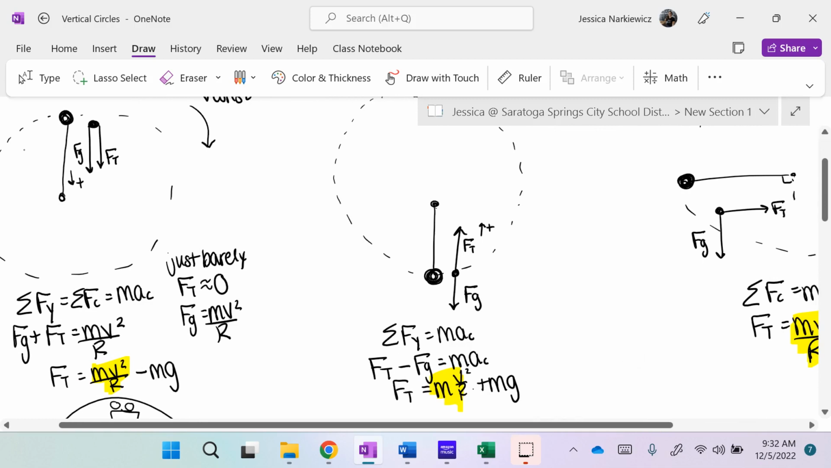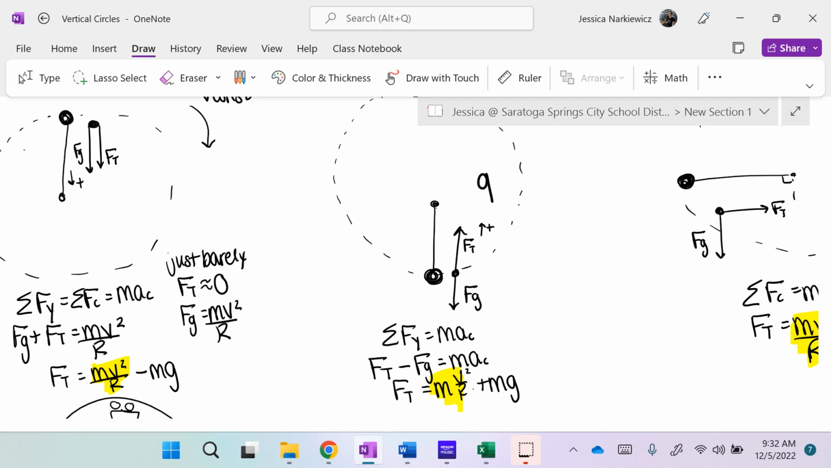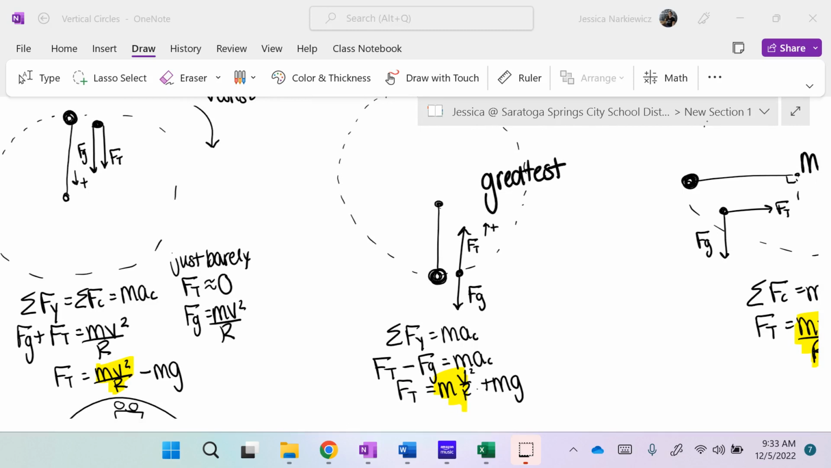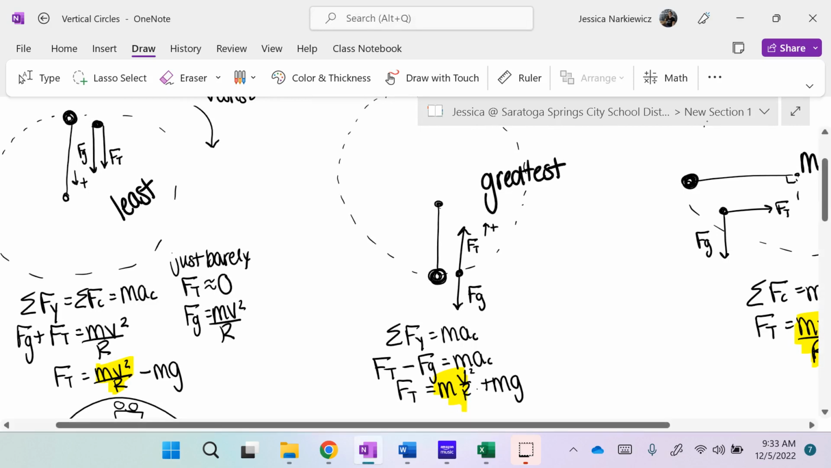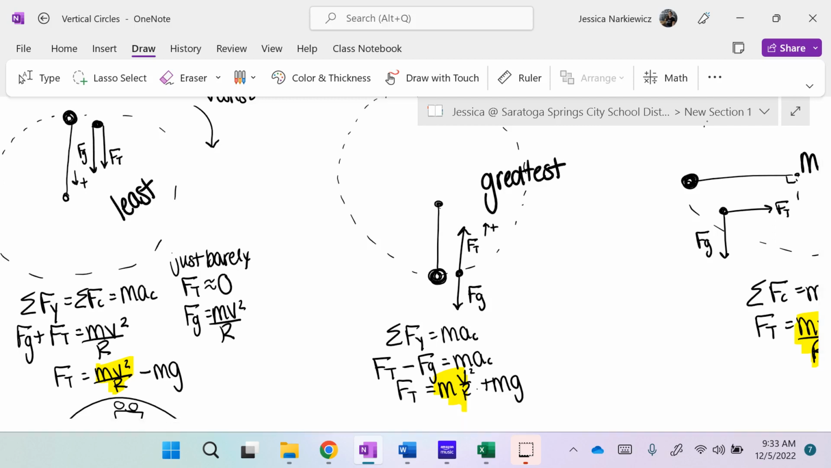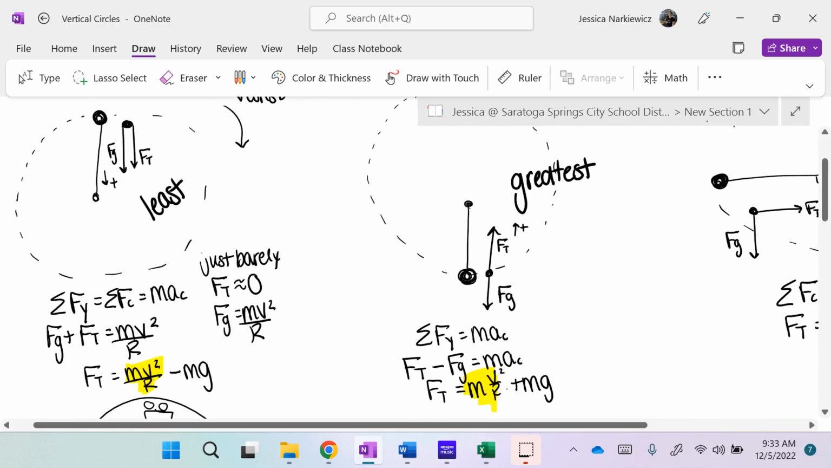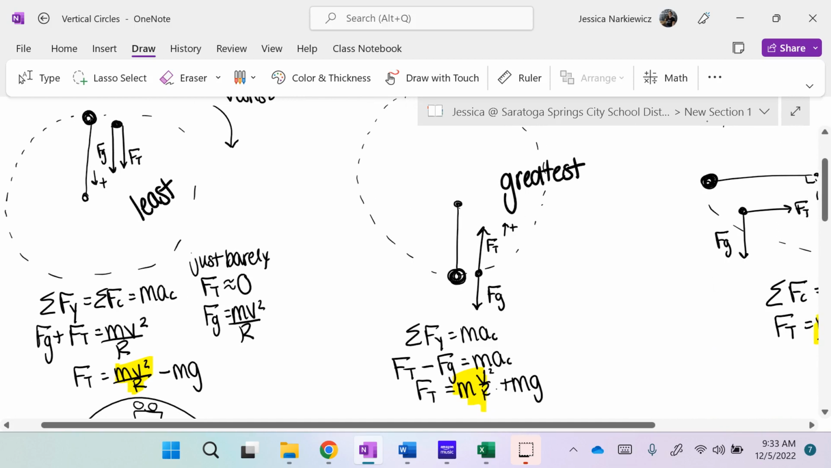So based on our equations, it looks like here we are going to have the greatest tension because we have mv squared over r plus mg. Here we are going to have the middle tension, so we're just mv squared over r. And then in this first one, we are going to have the least tension because we have mv squared over r minus mg. This is the least because Fg and Ft combine to create centripetal, whereas this is the greatest because Ft has to create the centripetal and fight mg. So that's tension forces in vertical circles. The next thing we're going to look at is normal forces in vertical circles.